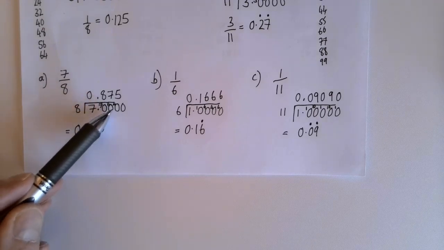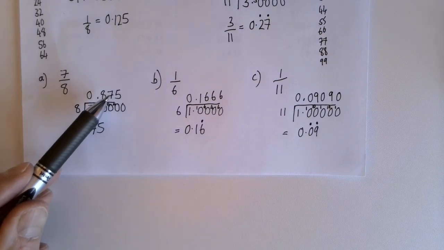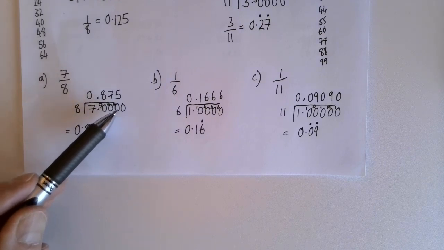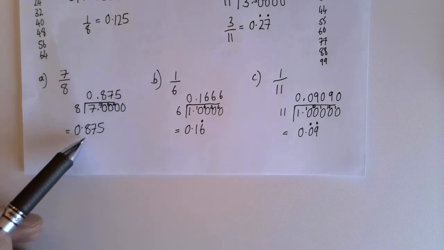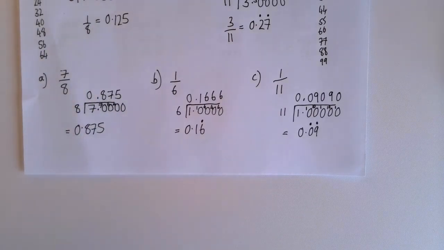How many 8s in 60? Well, 7 8s are 56. So that left me with a remainder of 4. How many 8s in 40? Exactly 5. End of. So 0.875. That was a terminating decimal.